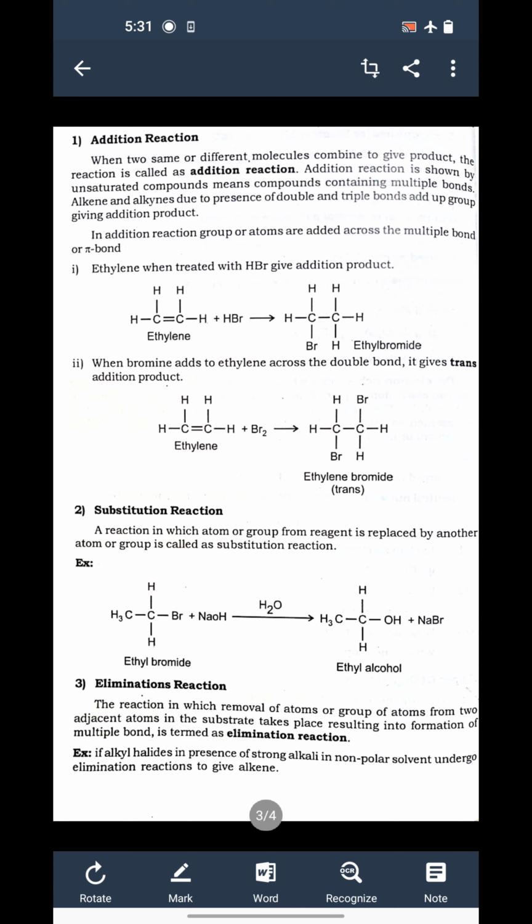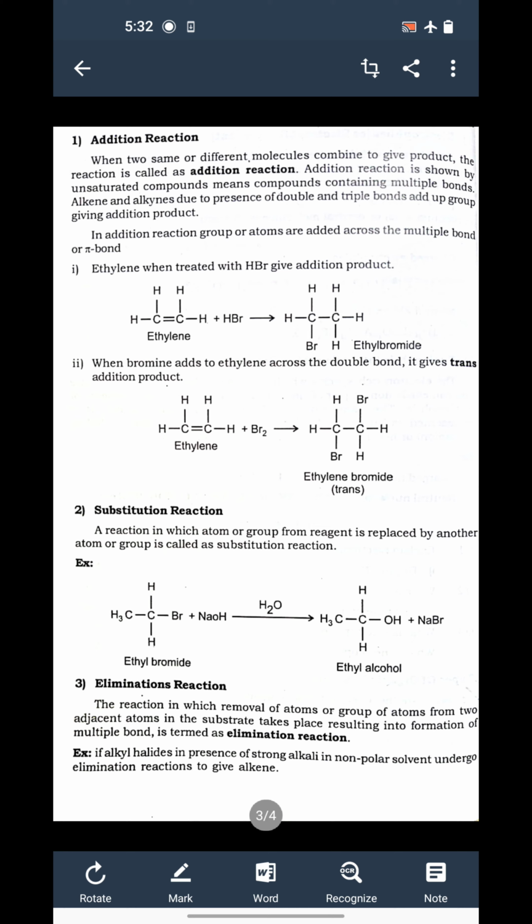What happens? The double bond becomes a single bond, and H and Br get added to the ethylene molecule. First the ethylene molecule has a double bond, but after addition we get a saturated compound, meaning all single bonds. So ethylene on reaction with HBr forms ethyl bromide. When two same or different molecules combine to give a product, the reaction is called addition reaction. What is compulsory for addition reaction? We must have unsaturated compounds, meaning compounds having multiple bonds, a double bond or triple bond.